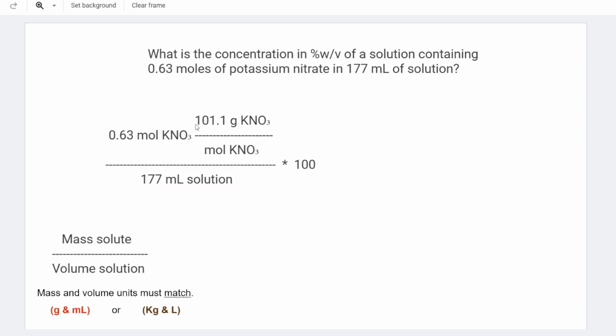And so, we convert the 0.63 moles of potassium nitrate into grams by multiplying it by 101.1 grams of potassium nitrate per mole, and dividing that by 177 milliliters of solution. Keep in mind that we're using grams with milliliters, which is what we want. We now multiply all this by 100 to get our answer. And we get about 35.98% concentration in mass over volume. Let's take a look at one more problem.